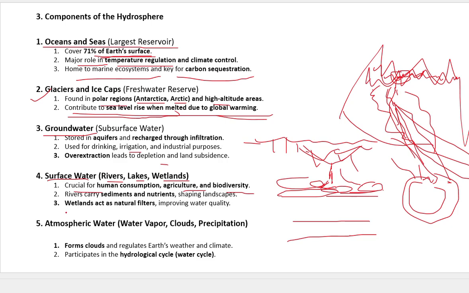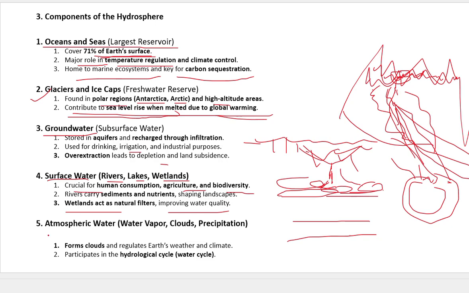Okay. Wetlands act as a natural filter, improving water quality. That's why we protect wetlands. There is a convention, the Ramsar Convention. The Ramsar Convention protects wetlands from degradation. So why? Because it is a natural filter. They improve the water quality. Also, they are home to various biodiversity species.